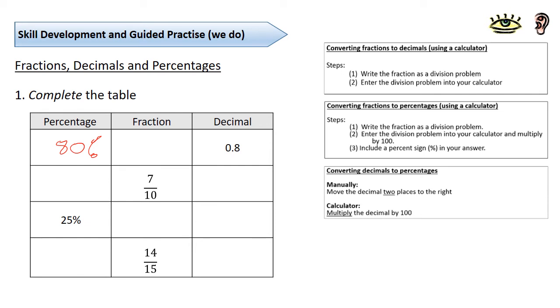And as a fraction, we can have 80 over 100, which we can break down to 8 over 10, or 4 over 5 if we need to simplify it. 7 over 10, we can call that 70 over 100, which can be 70%. And as a decimal, we can turn that percentage into a decimal by jumping 2 to the right, so 0.7.